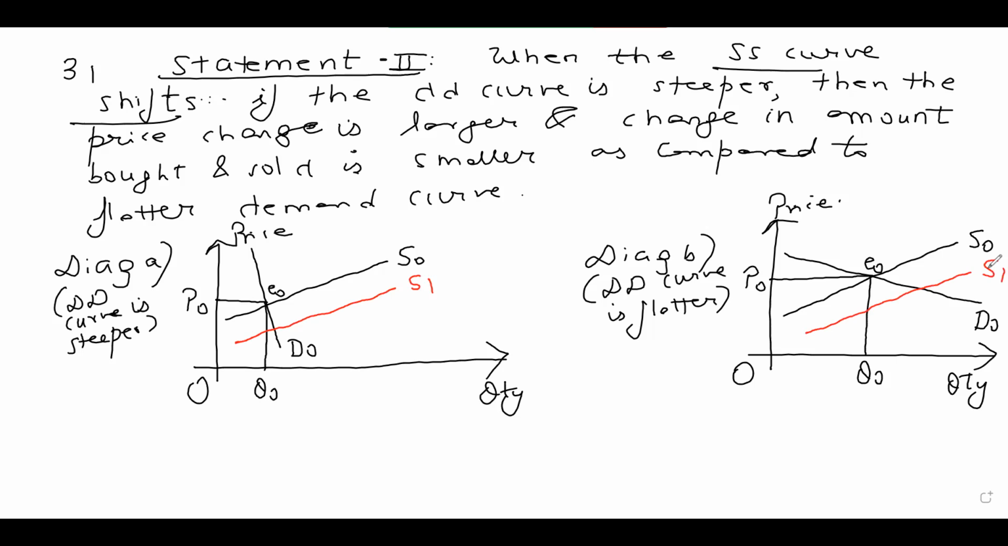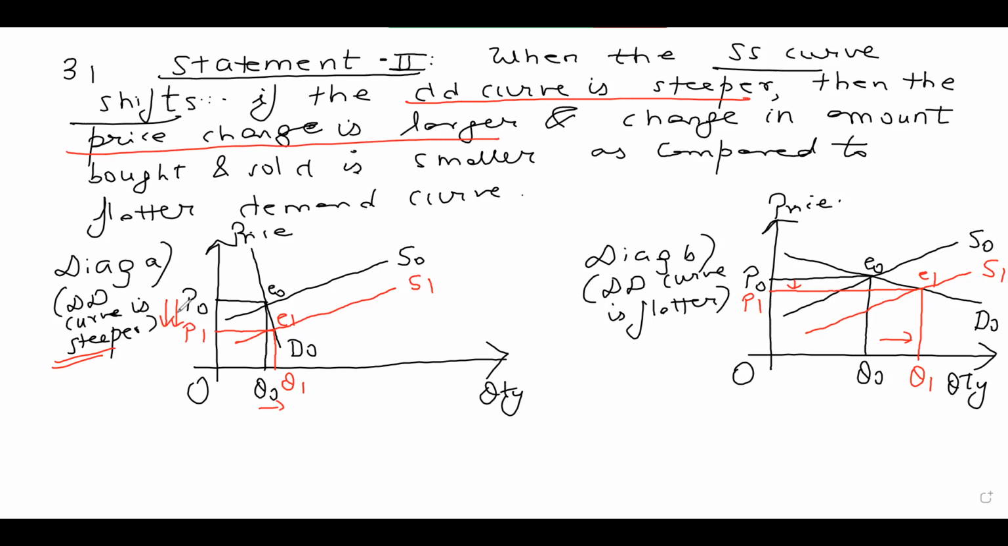What do you observe, guys? In diagram A, price falls by too much, but quantity increases by a very tiny amount. In diagram B, price falls by a very tiny amount, but equilibrium quantity increases by a larger amount. In both the diagrams, we move to the new equilibrium E1. If the demand curve is steeper, which is diagram A, then the price change is large. You can see a large drop in price, and the change in amount bought and sold is small from Q0 to Q1 compared to the flatter demand.